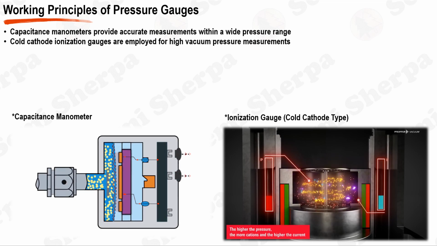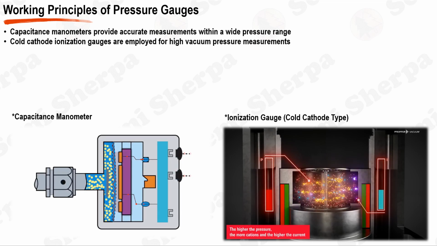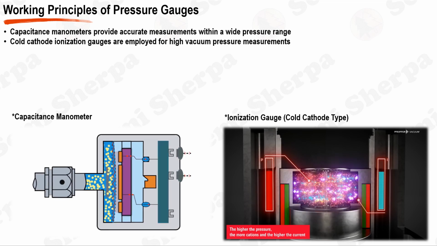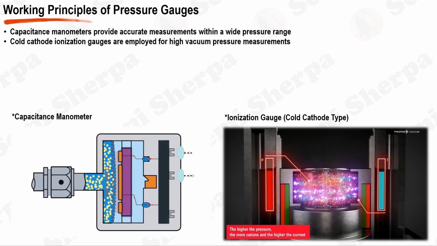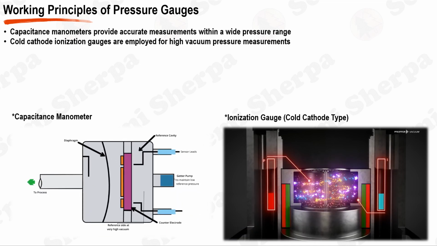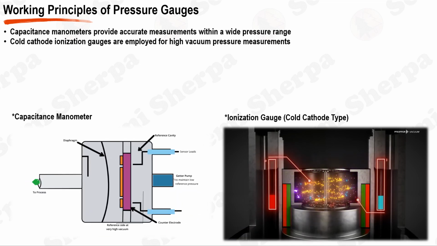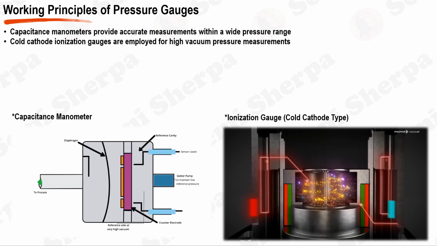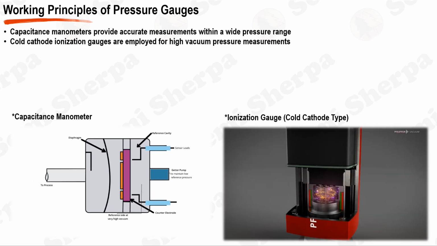The combination of capacitance manometers and cold cathode ionization gauges provides semiconductor manufacturers with reliable and comprehensive pressure monitoring solutions across a broad range of vacuum conditions. These instruments play a crucial role in ensuring process control, optimizing yield, and maintaining the quality of semiconductor devices.